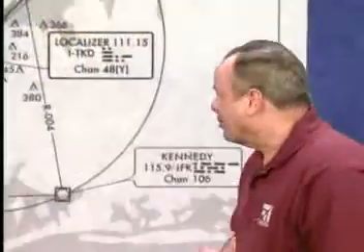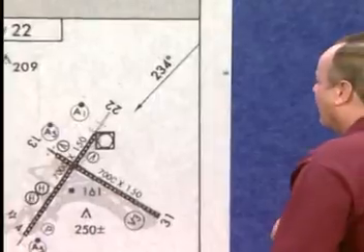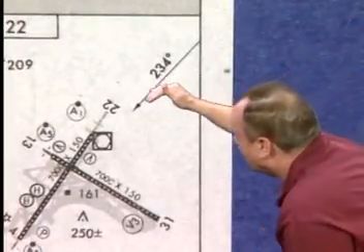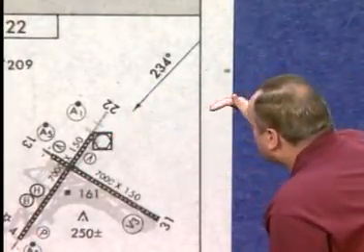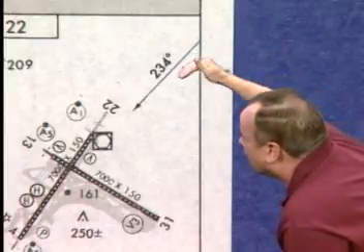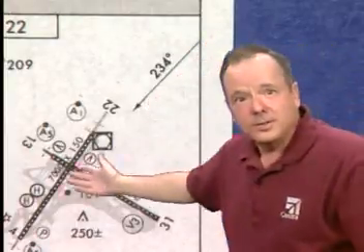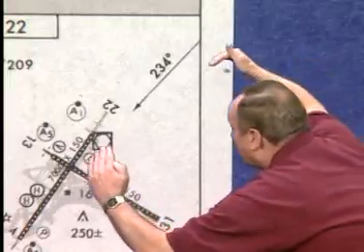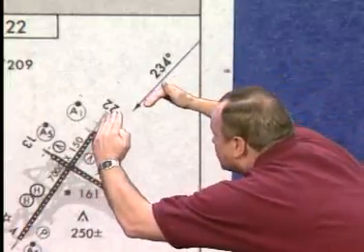Now let's take a look at the airport sketch and you'll see what I'm talking about. Although this approach is to runway 22, the final approach course for the localizer is 234 degrees rather than, say, 220 degrees. And you can visually see how the approach comes in at an angle to the runway center line.